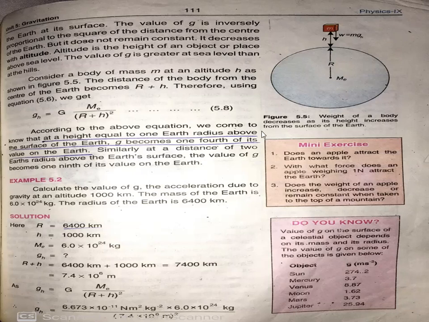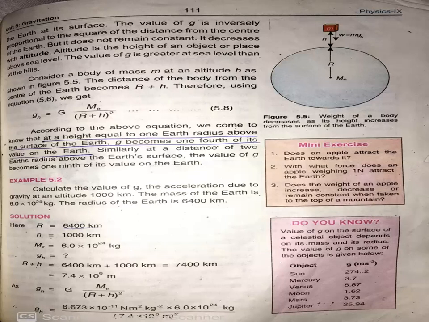According to the above equation, we come to know that at a height equal to 1 earth radius above the surface of the earth, g becomes 1/4 of its value on the earth. The value of g on the earth is 10 meters per second square, you know this. But if we take the height at 1 earth radius, the value of g will be 1/4. But what will happen if we double the height as compared to the radius? If the height is double the radius, then the value of g will be 1/9.